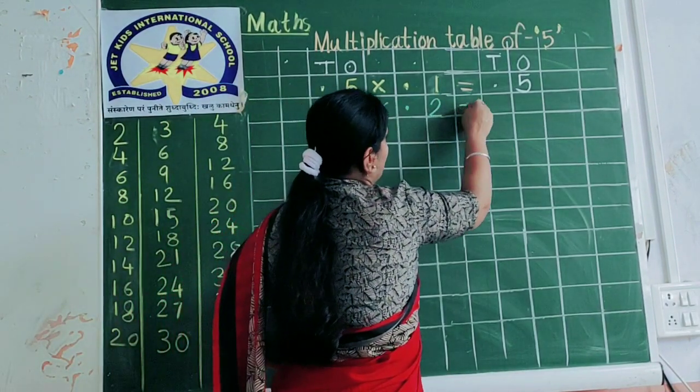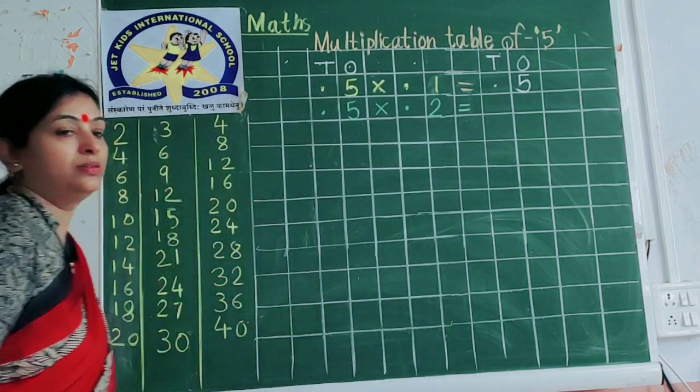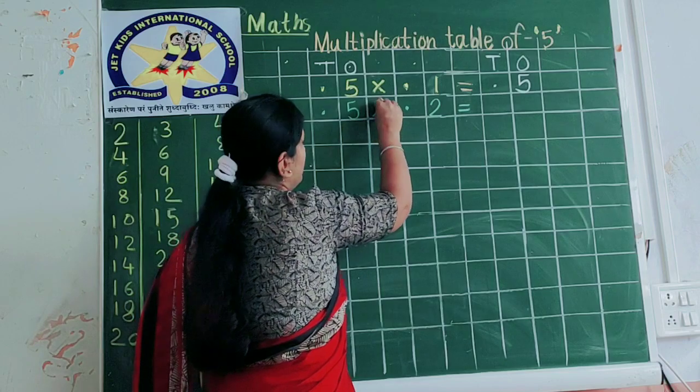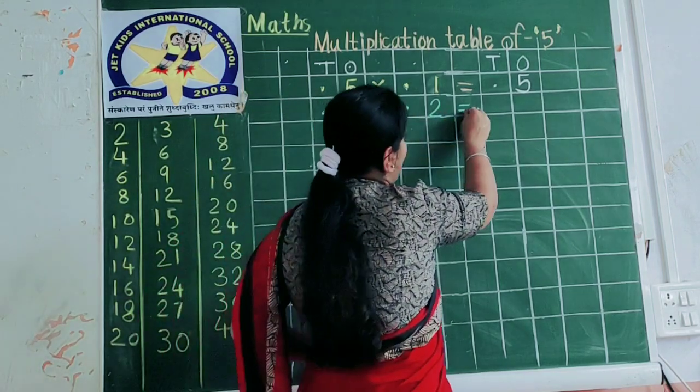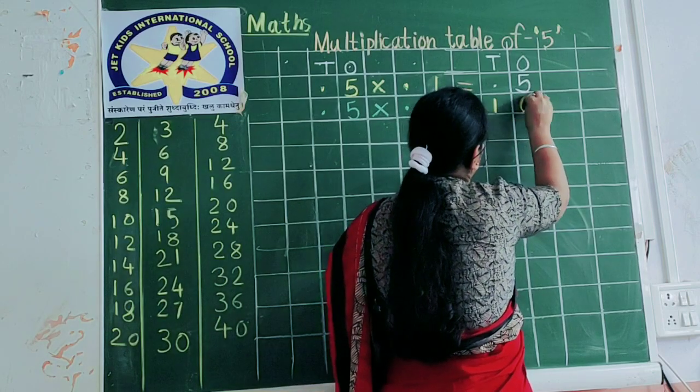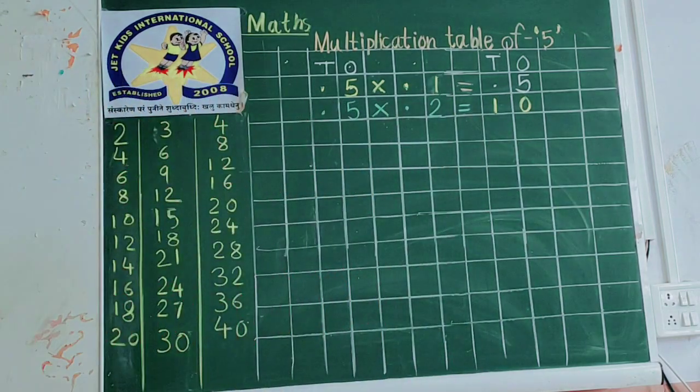5 twos are. Okay. 5 twos are. You should put the multiplication sign here. 5 twos are 1 0, 10. Can you see? Yes. 5 ones are 5. 5 twos are 10. Now let's go ahead.